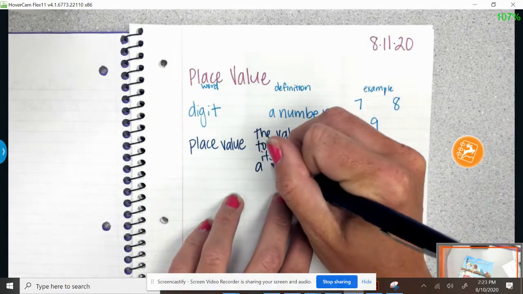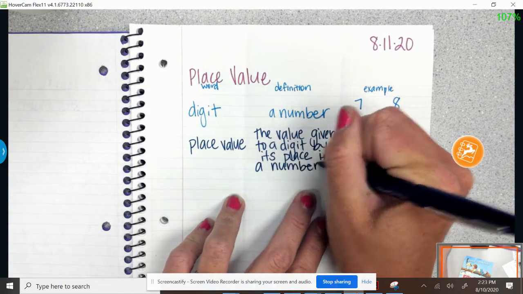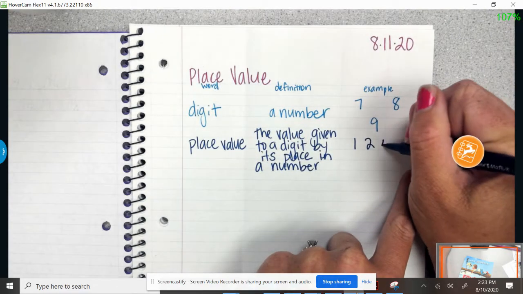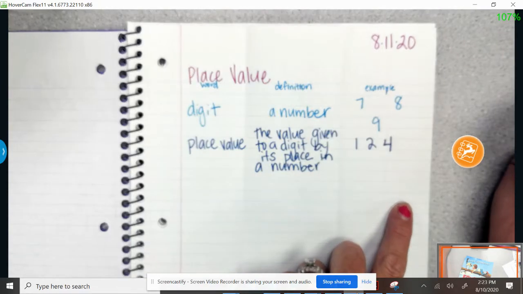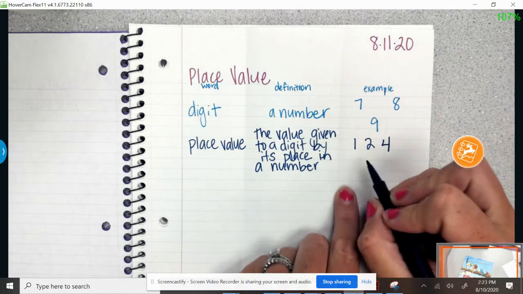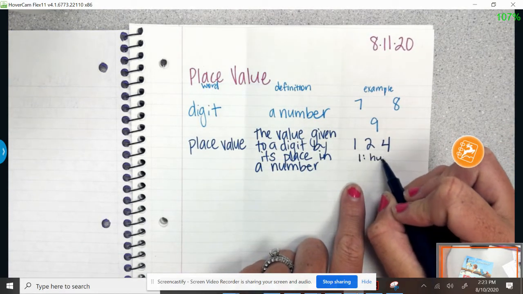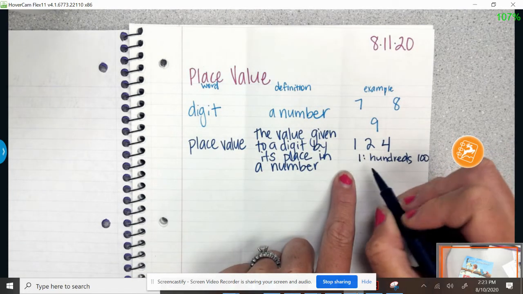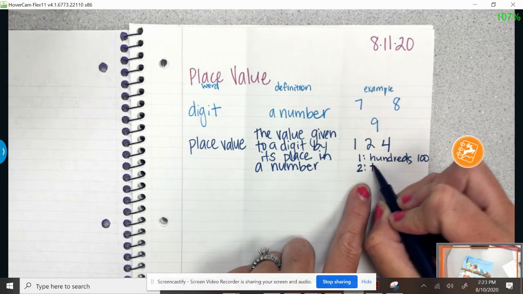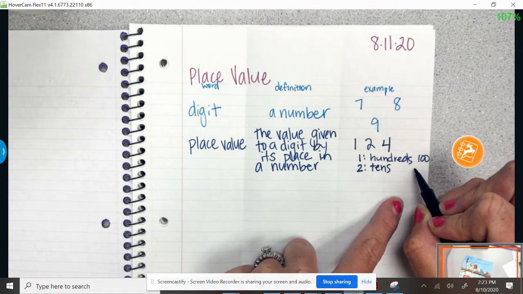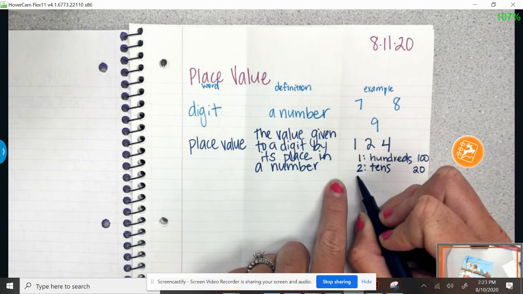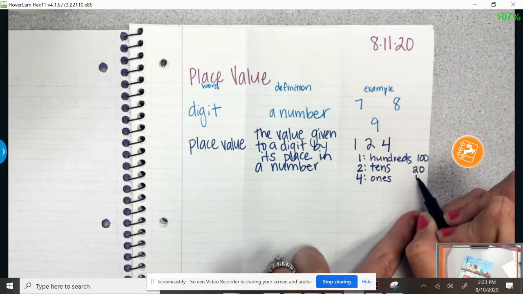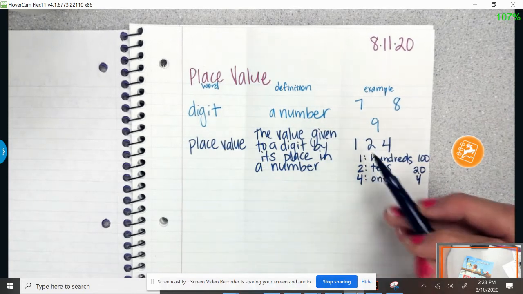its place in a number. For example, the number 124. Okay, so the digit 1 is in the hundreds, so it's worth 100. The digit 2 is in the tens, so it's worth 20. And the digit 4 is in the ones, so just like our digits, it's only worth 4. Okay, so those are our place value.